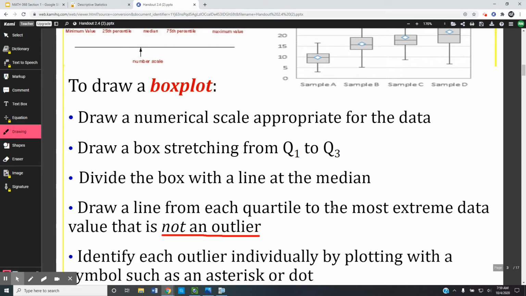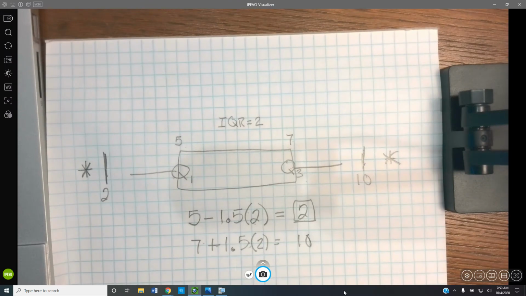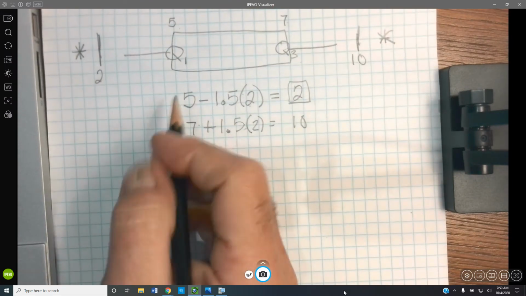Draw a line from each quartile to the most extreme data value that is not an outlier. So if your maximum is actually an outlier, your box and whisker won't go to that value. So what does that mean in layman's terms when we're actually making a drawing? Let's say that we have some data values.